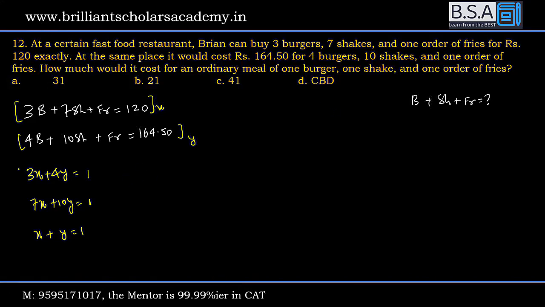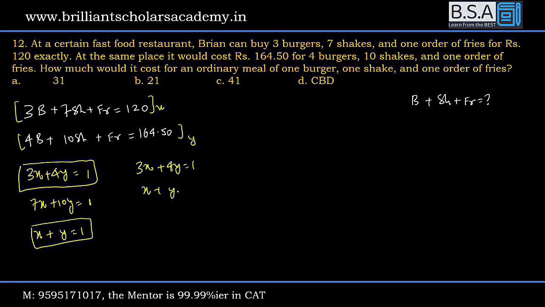Now you will decide what equations to solve. So I will suggest you solve first and last. The coefficients are simple and small. So I'm solving them here for you. 3x plus 4y is equal to 1. X plus y is equal to 1. Triple and subtract.